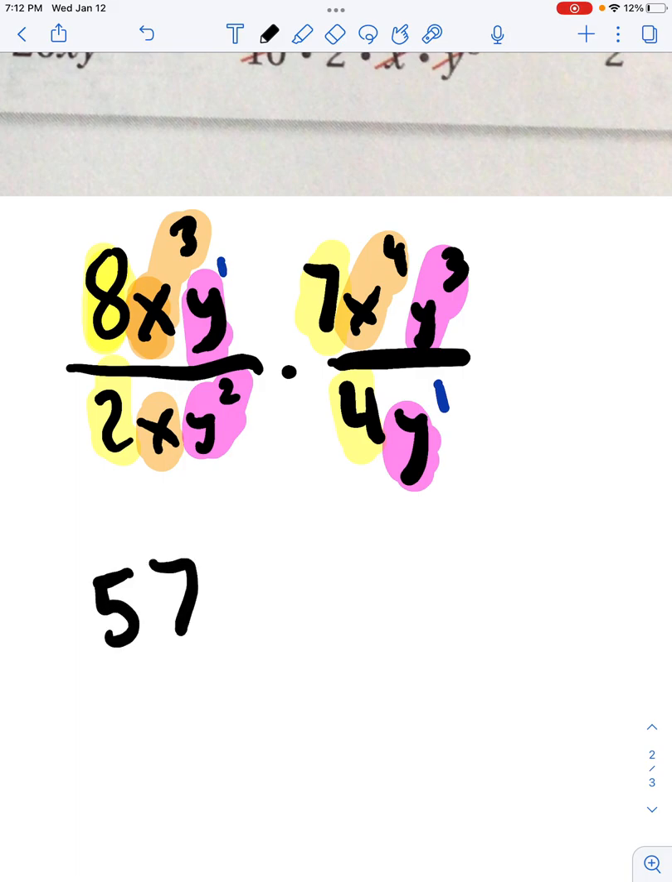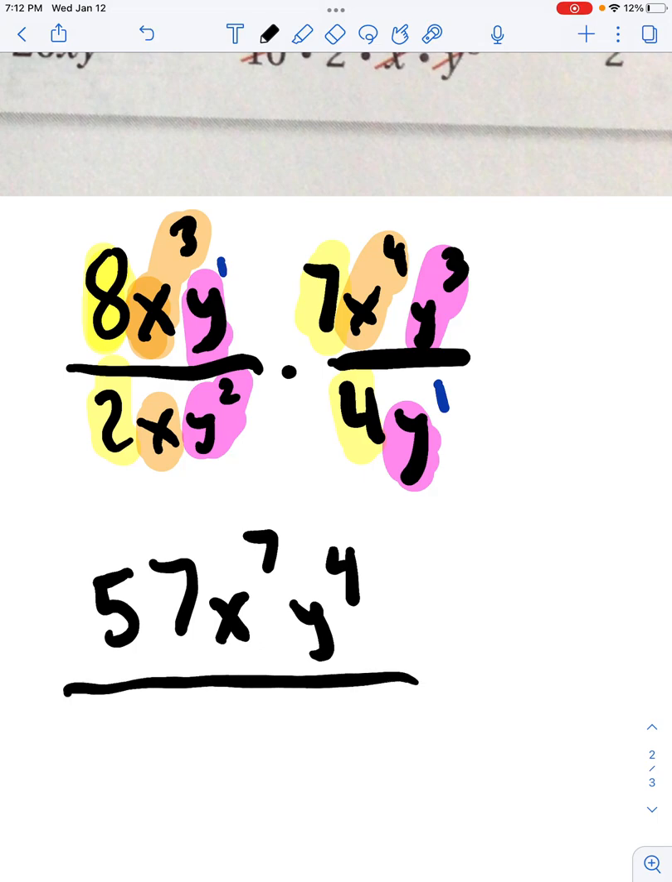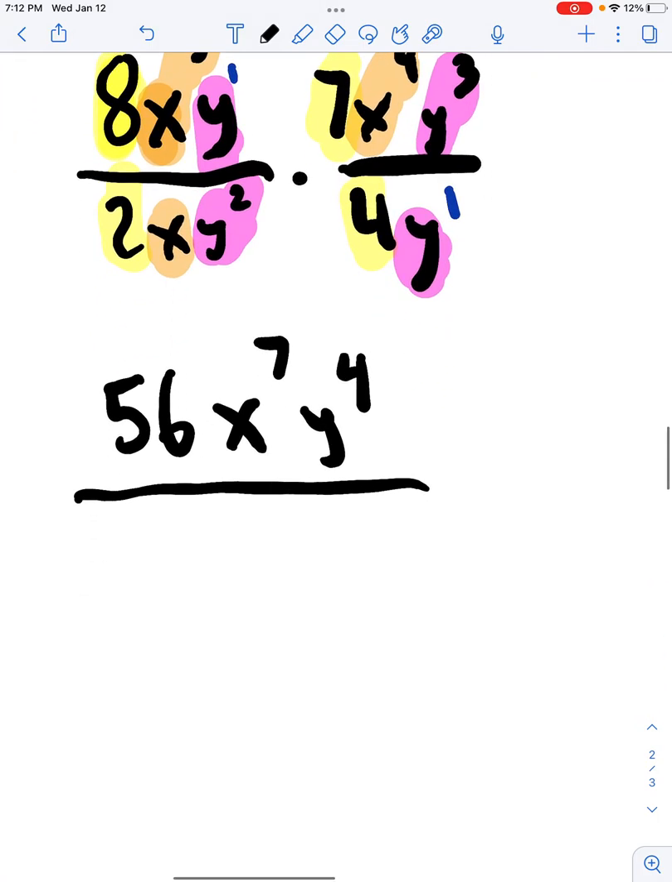So let's start simplifying. 8 times 7 is 56. X to the third times x to the fourth: 3 plus 4 is 7. Y to the first times y to the third: 1 plus 3 is 4. All over, 8 times 7 is 56, not 57.